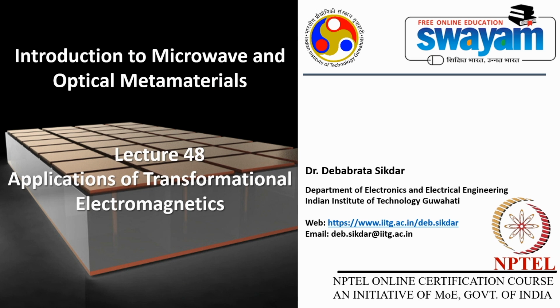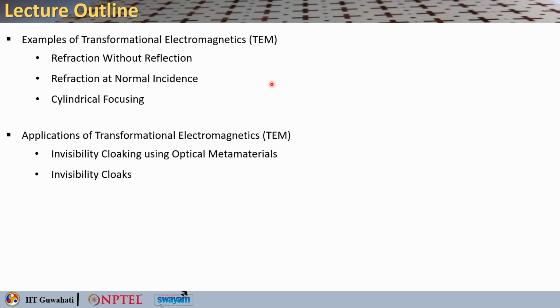Today's lecture will be on applications of transformational electromagnetics. So here is the lecture outline. We will first look into a few examples of transformational electromagnetics. We will see how we can have refraction without reflection, refraction at normal incidence, and how we can achieve cylindrical focusing, and after that we will move on to discussing some applications of transformational electromagnetics.